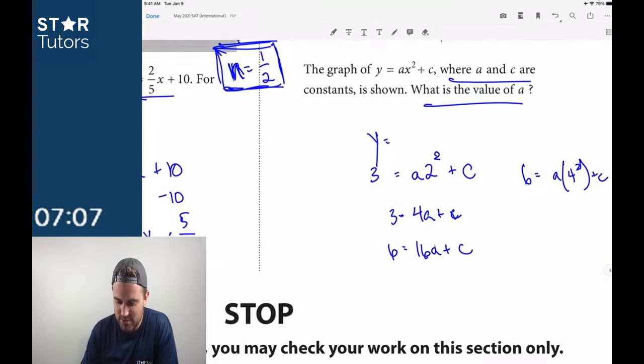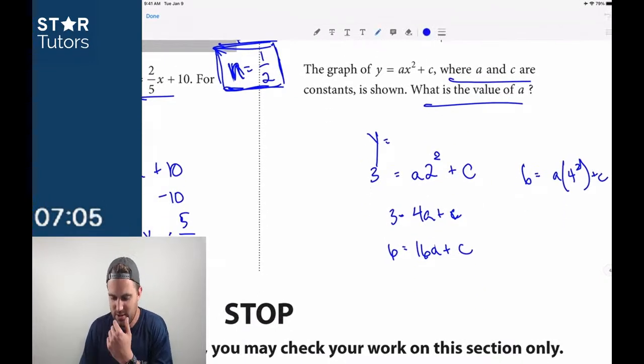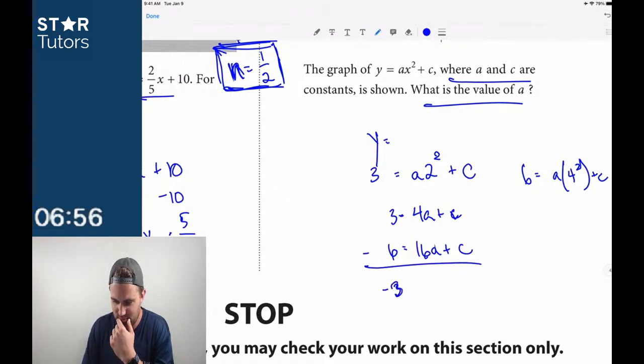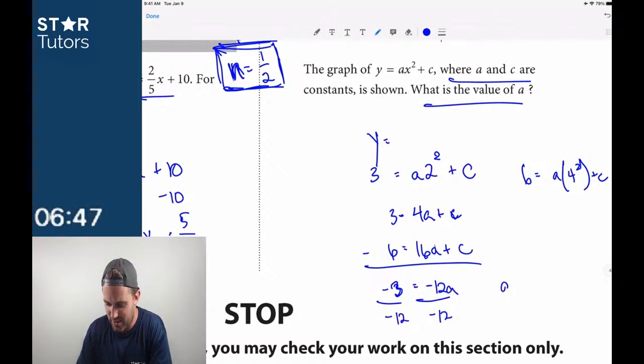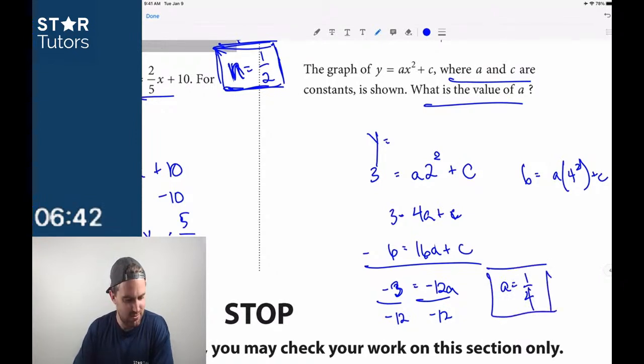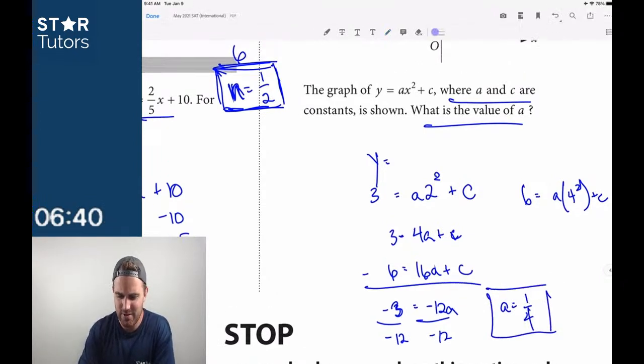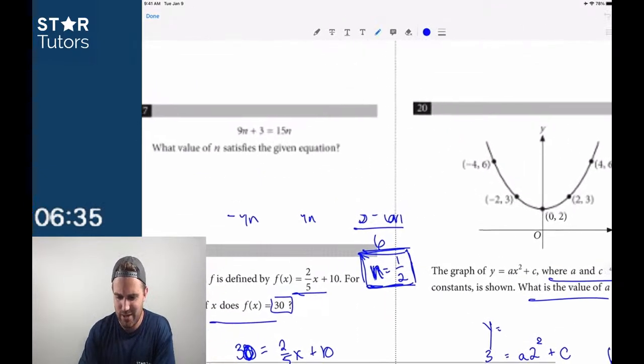This question, I should not be spending this much time on. I think we can just subtract down, and the c's go away, so we get -3 equals -12a. Does anybody know a faster way to do that? If you guys want to comment, you can. a equals 1/4, I think. But yeah, there might be an easier way to solve for a there, but I'm not sure what that would be.